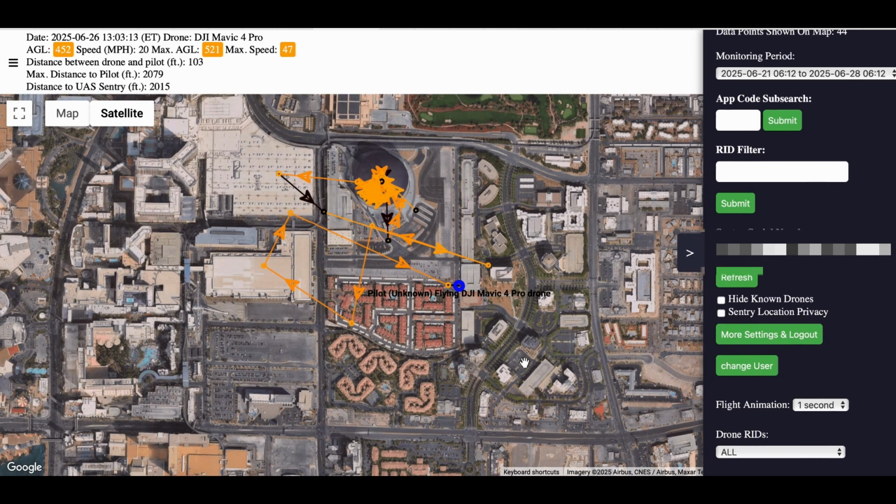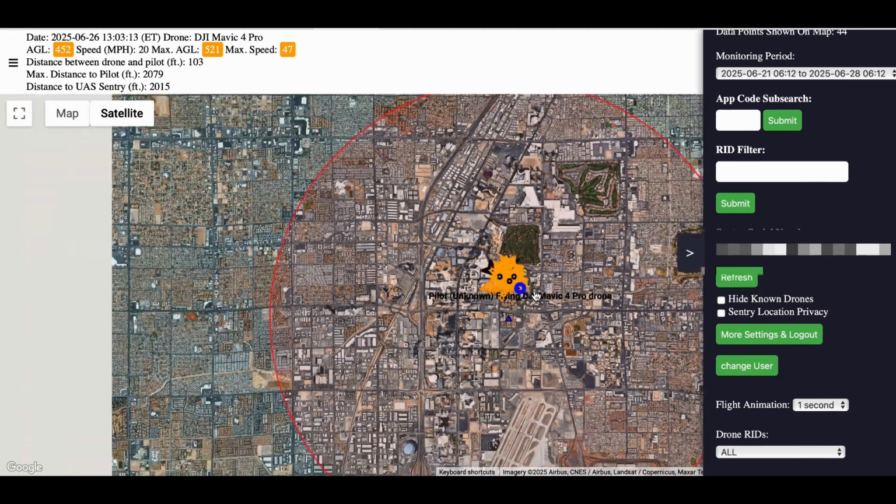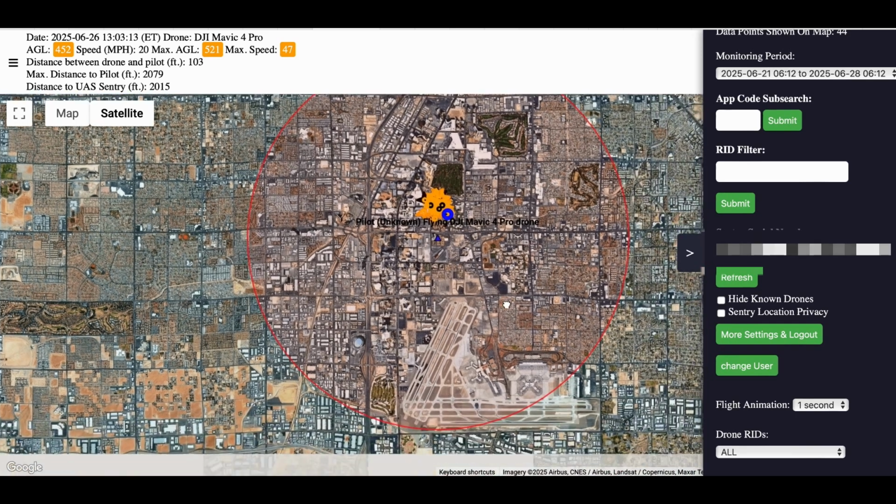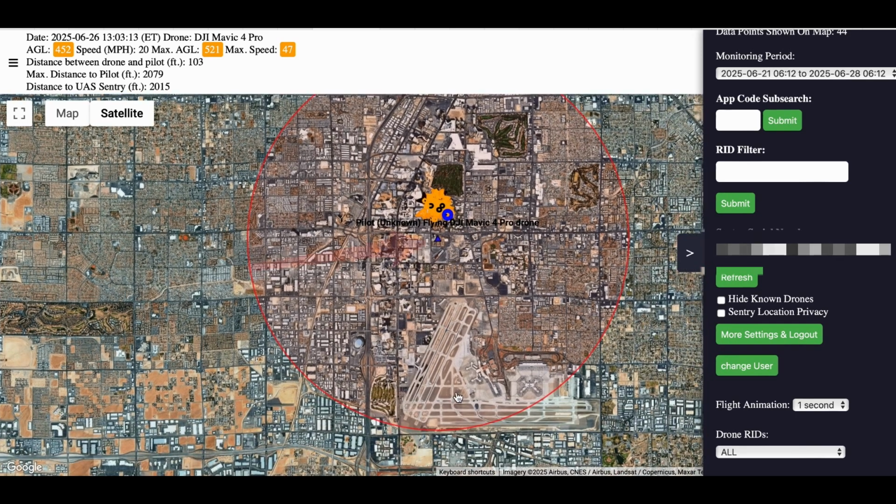If you look at the bottom, you'll see the little triangle. That's where our hotel was, and there's also the airport. So that's Harry Reid International Airport.